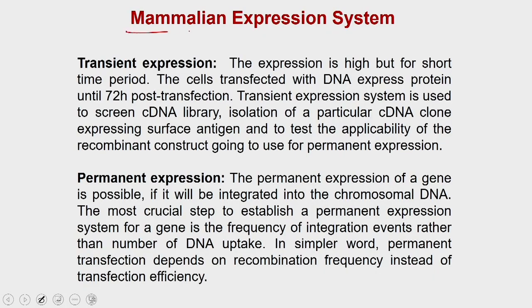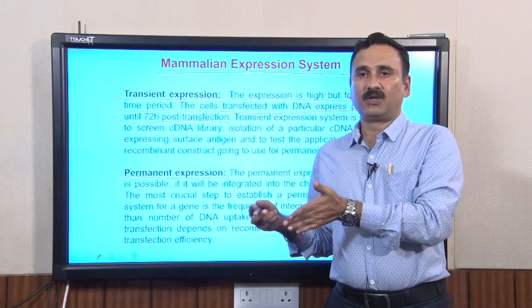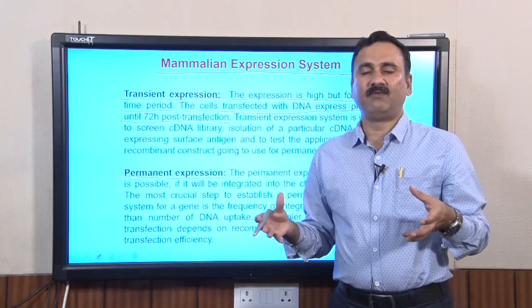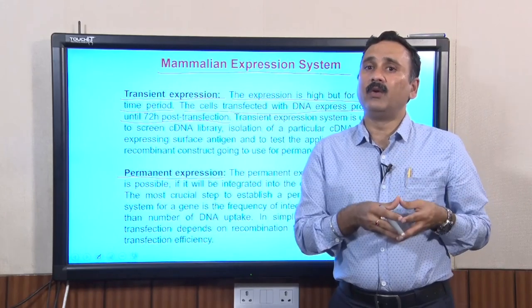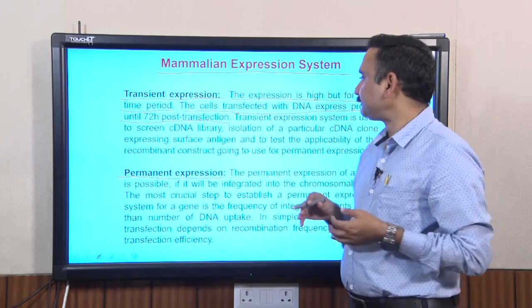As we discussed, you can have two different modes in which you can get the protein expression. Either it would be a transient expression or it would be a permanent expression. So transient expression would be the expression where the expression is going to be very high, but for a very short period, which means if you transfect the cells with the DNA expressing the protein, it is going to give you the protein production until 72 hours post transfection. After 72 hours, the extrachromosomal DNA or extrachromosomal construct which you transfected into the cell is going to be degraded by the cellular machinery, and eventually the protein production is going to stop.